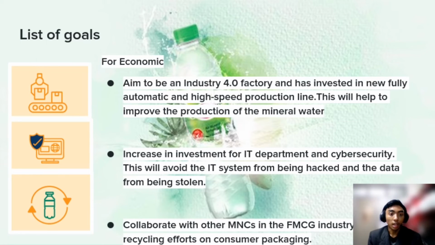So here are the list of goals. There are three goals. The first one is for economic, the second one is for environmental, and the third one is for social. For the first one, which is economic, the aim is to be an Industry 4.0 factory and has invested in new fully automatic and high speed production line. This will help to improve the production of mineral water.